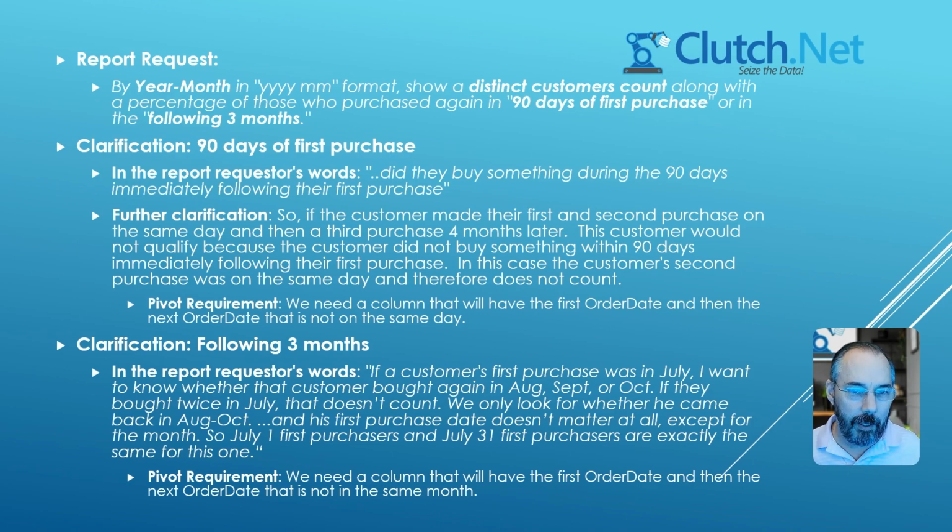That is pretty clear. I did not need to ask any further questions on that requirement. So our additional pivot requirements for this one is to have another column that shows the order date preceding the first order date that is not in the same month. So two very similar requirements, both using the same pivot of customer and order date.